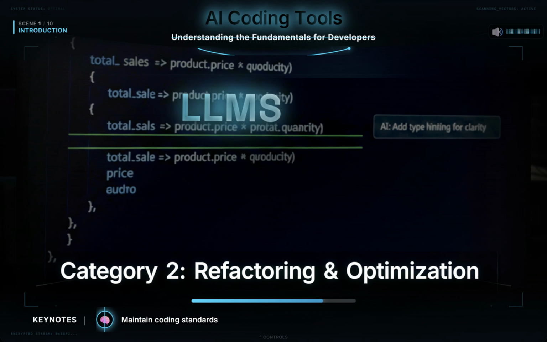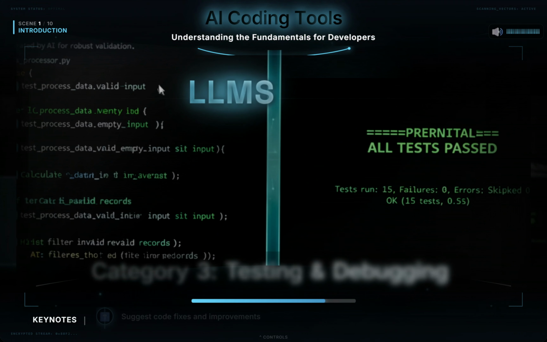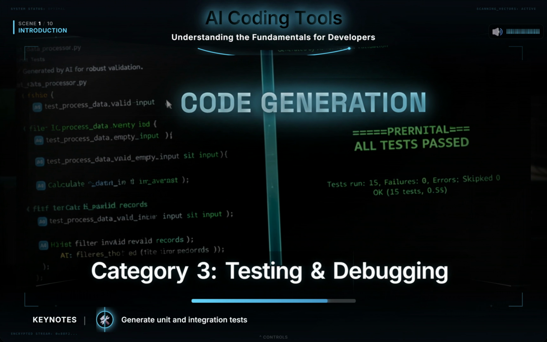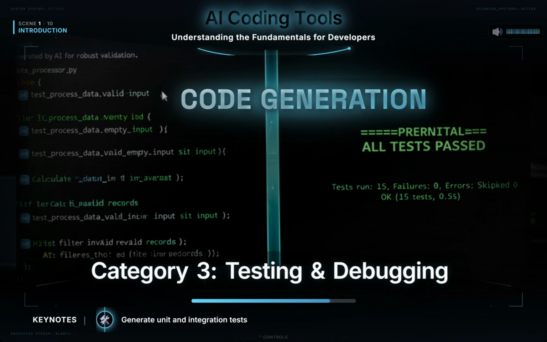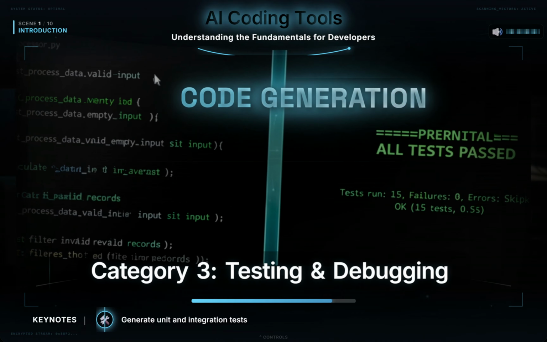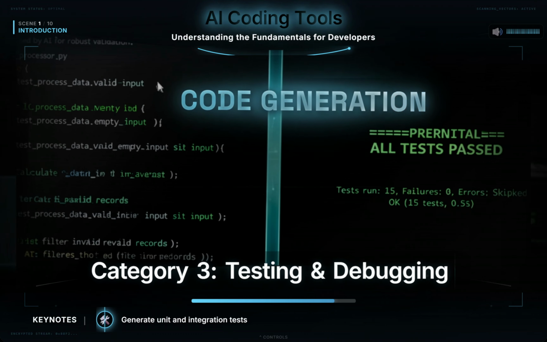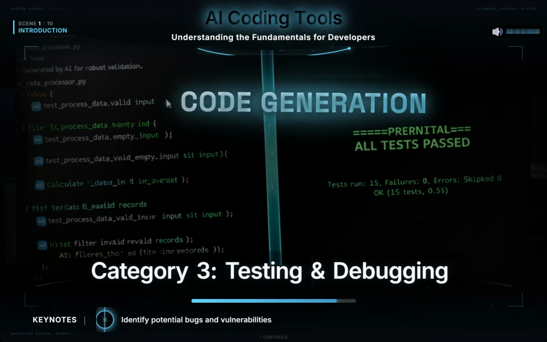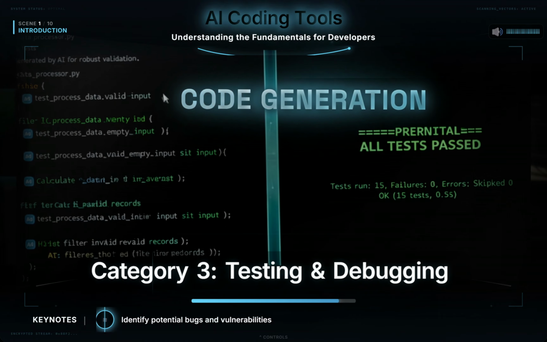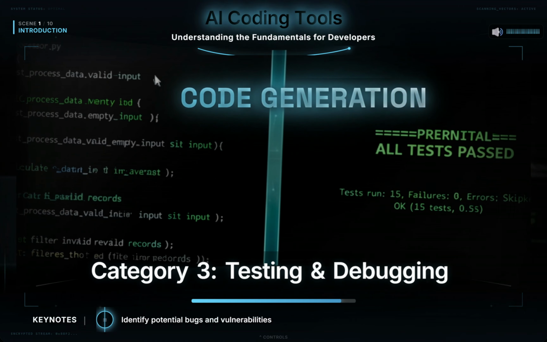Finally, there's testing and debugging. AI tools can help generate unit tests, identify potential bugs or vulnerabilities before runtime, and even suggest fixes for existing issues. This isn't just about finding errors. It's about building more robust, reliable software from the ground up, reducing technical debt, and improving the user experience.